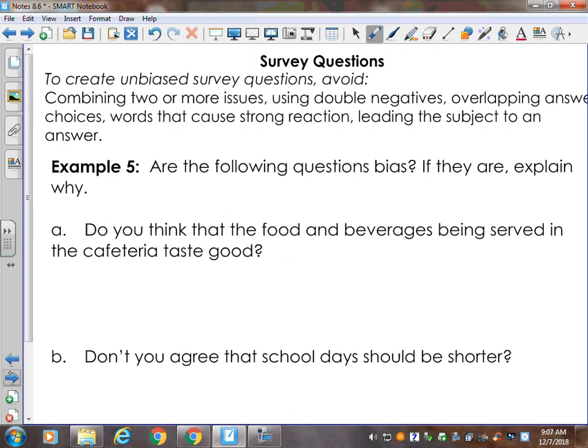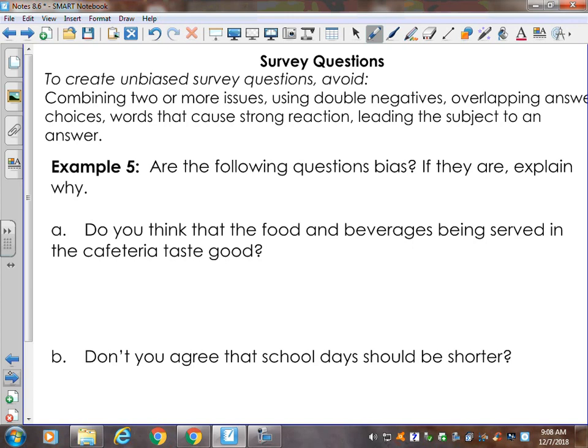All right, to create an unbiased question, you have to avoid the common things that are listed here. Combining two or more issues. Using double negatives, like saying, I will not ever, never ever get married. Overlapping an answer choice, maybe making two of them seem kind of similar. Words that cause a strong reaction, like if I say, well, please answer this question about gun control. You've already made up your mind if you're against or for it, and you haven't even heard the question yet. And leading the subject to the answer.